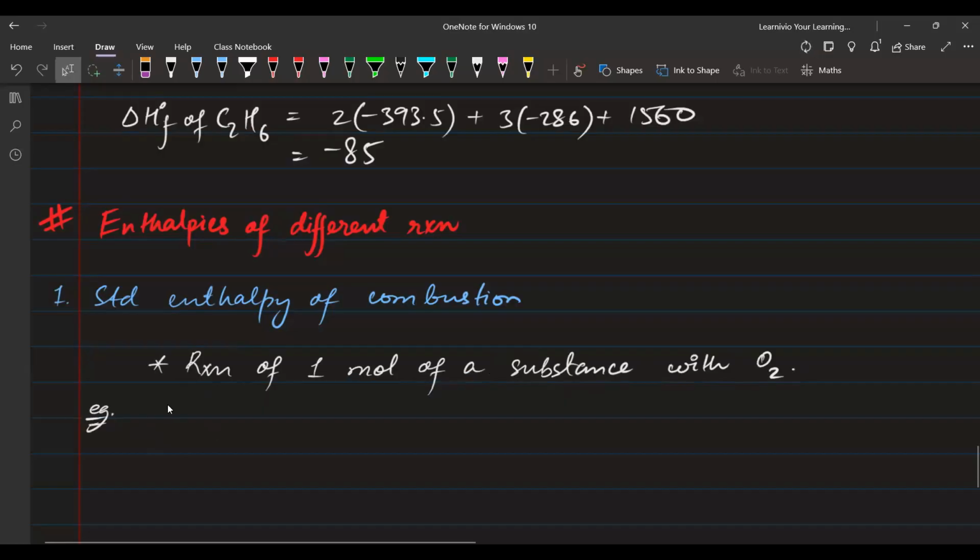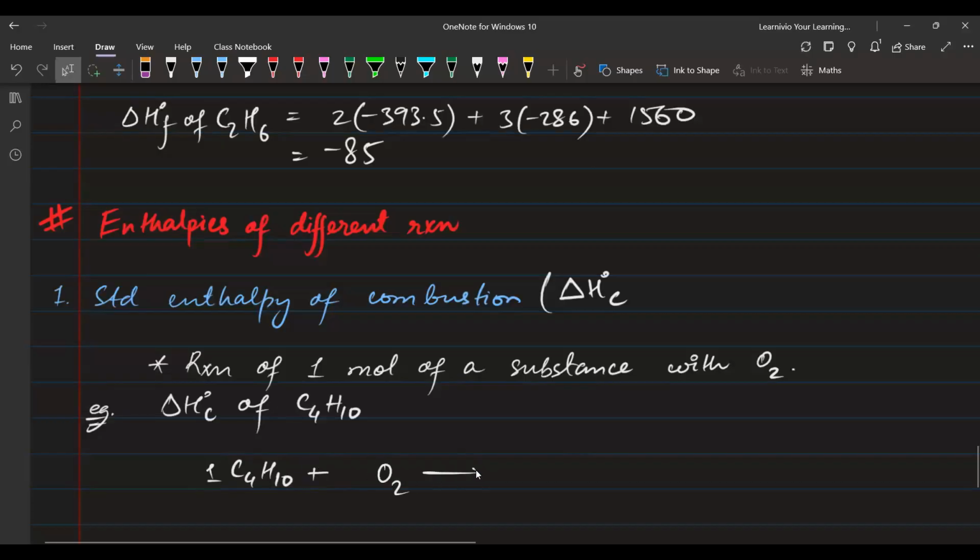For example, enthalpy of combustion. By the way, enthalpy of combustion is written like this: delta H naught C. Enthalpy of combustion of C4H10. So you will have 1 mole of C4H10. Now this 1 mole will not change here. You have to balance the reaction, so you have to balance the other part. Plus O2 gives CO2 plus H2O.